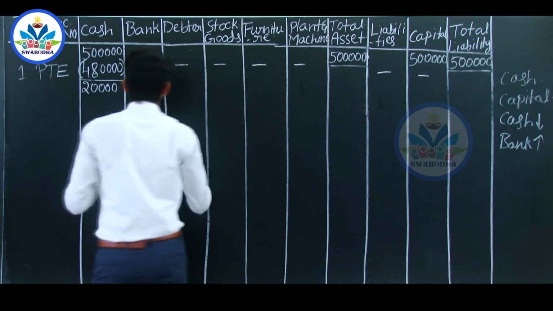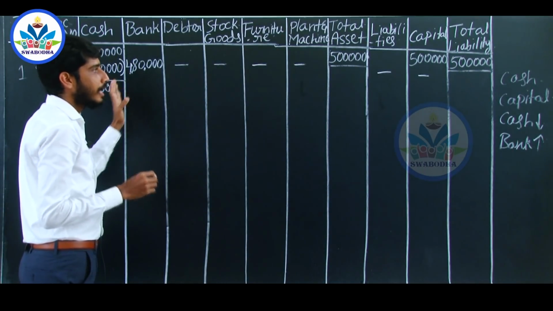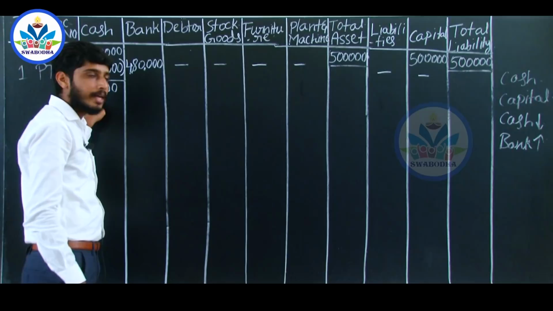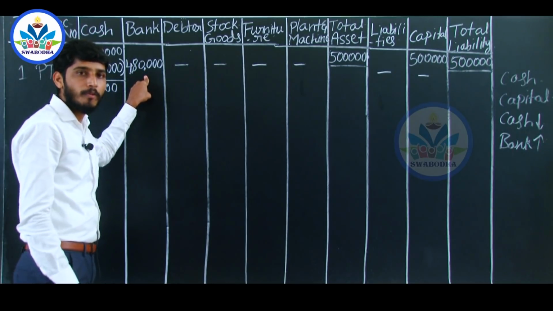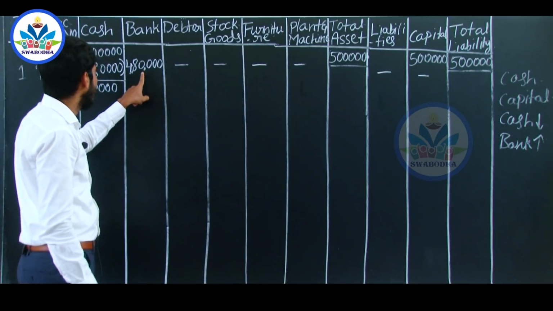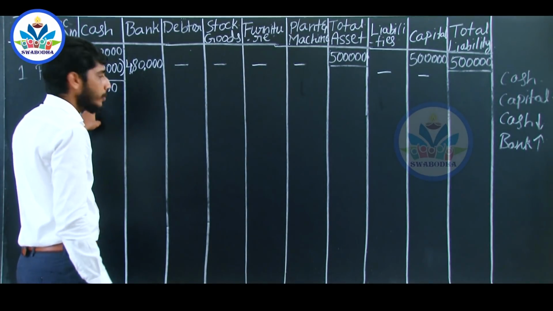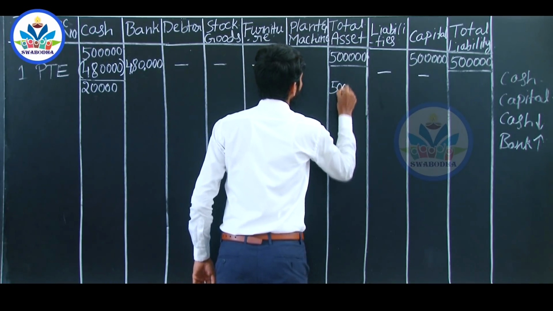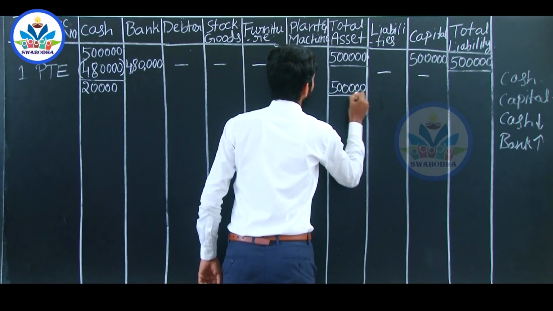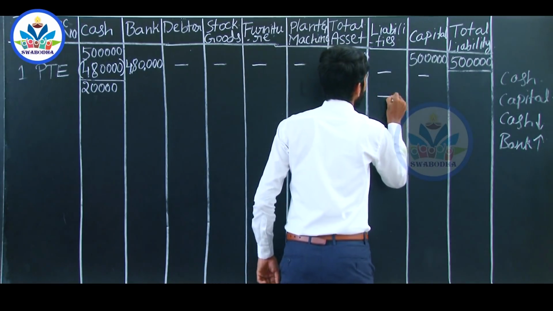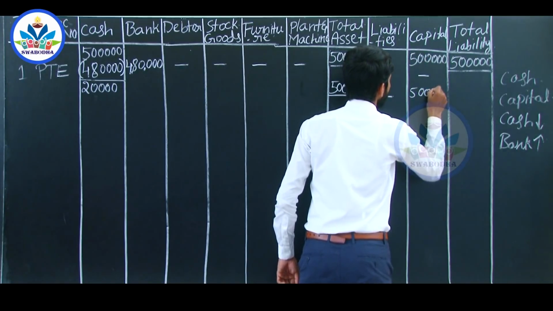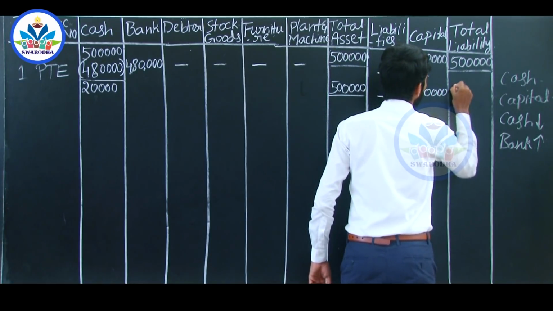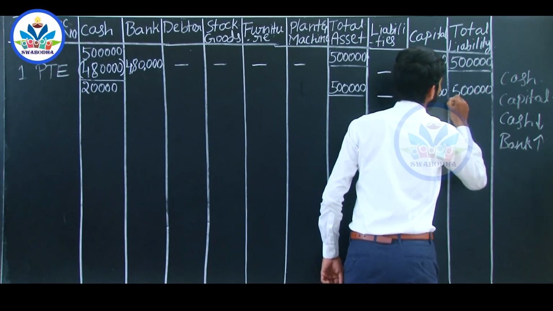Now, you have to calculate the total of assets and total of liabilities. On the asset side, you have 20,000 rupees of cash and 4,80,000 rupees of bank balance. You have to add this. Total of assets will become 4,80,000 plus 20,000 is 5 lakh rupees. So, in the total asset column 5 lakh rupees. Liabilities is 0, capital amount is 5 lakh rupees, same amount, and total of liabilities will be 5 lakh.